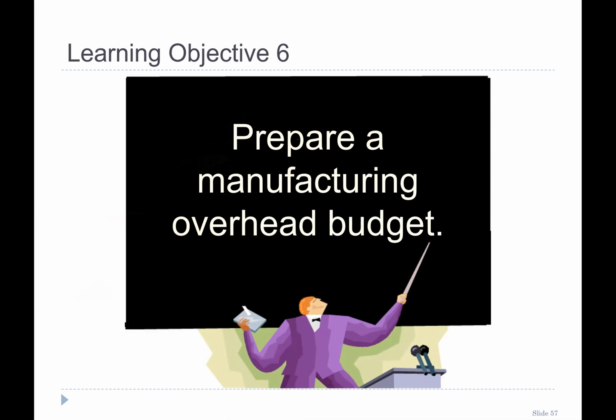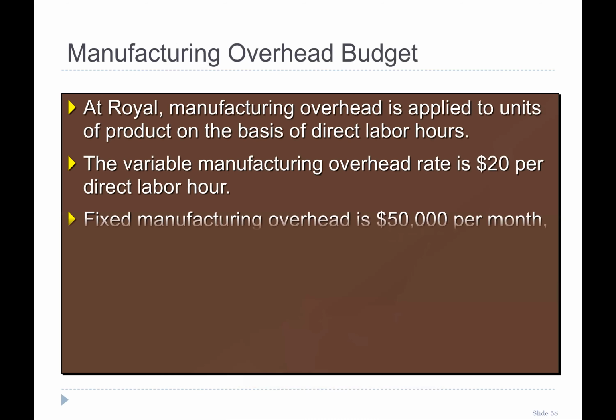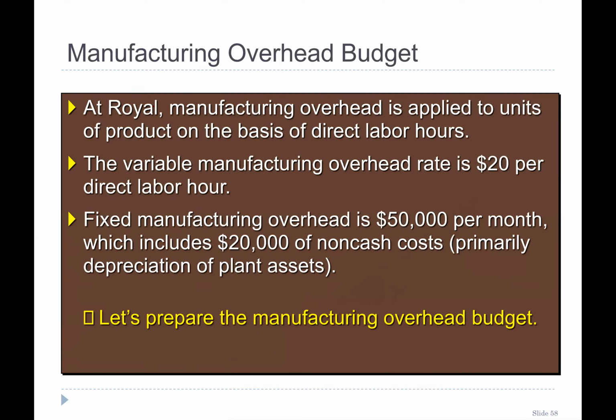And now prepare manufacturing overhead. So that would be our last objective: the manufacturing overhead budget. The question says, at Royal Manufacturing, the overhead is applied to units of product on the basis of direct labor hours, and the rate is 20 per direct labor hour.